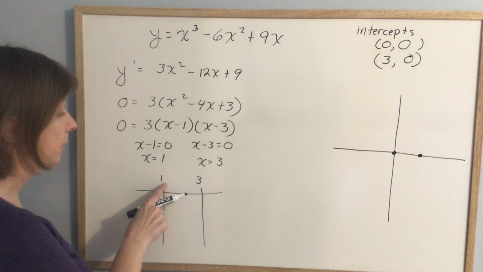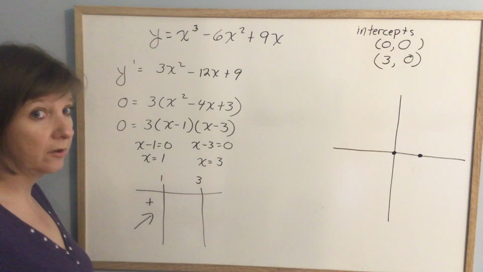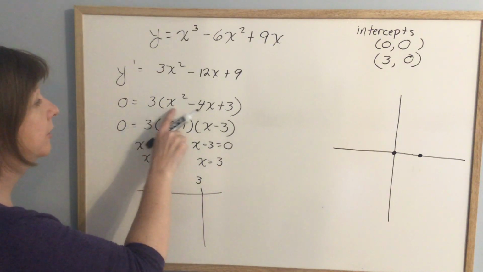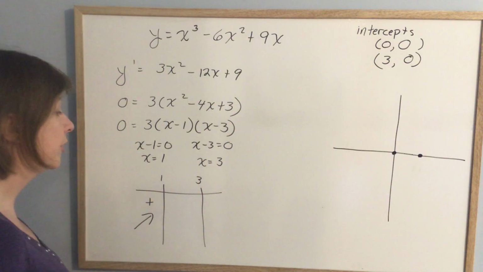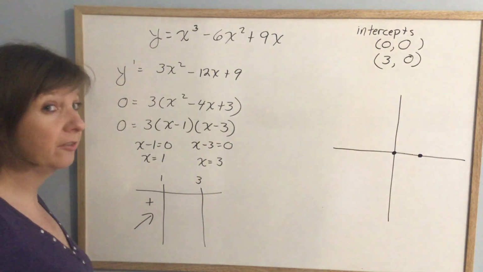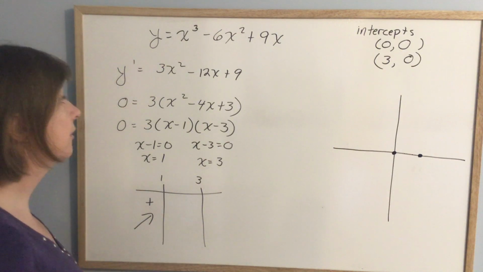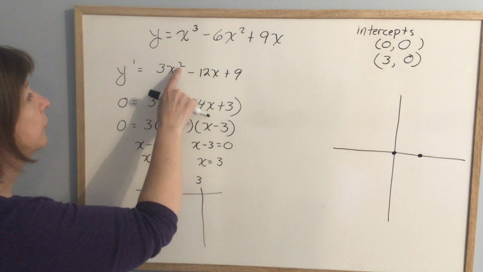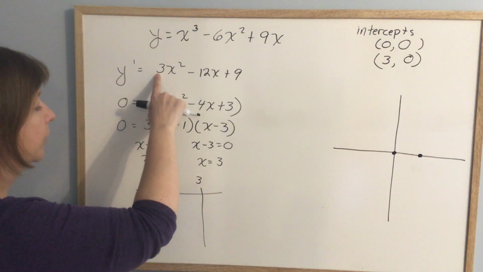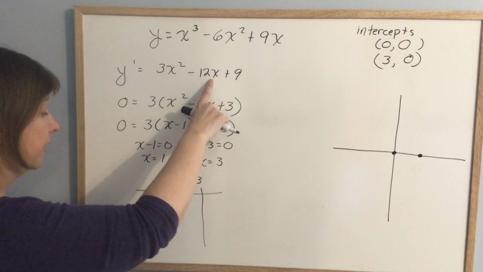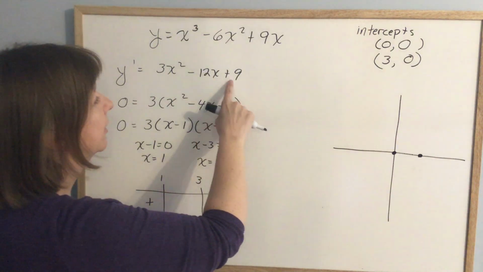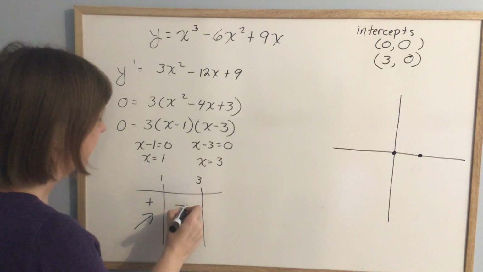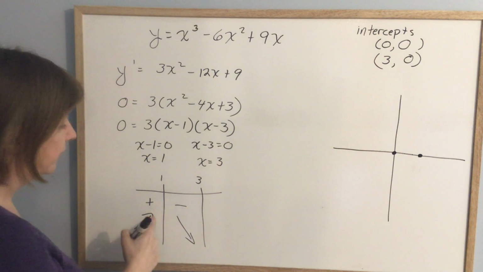After 1, I'm going to pick a number between 1 and 3, so say 2. And again, it doesn't matter whether you put it into here, where you factored it, or here. It doesn't really make any difference. Whatever you can do fastest in your head or with your calculator is fine. So if I do 2, 2 squared is 4, 4 times 3 is 12. That would be 12 minus 24, which would be negative 12, and then negative 12 plus 9 would give me a negative 3. So it is decreasing.